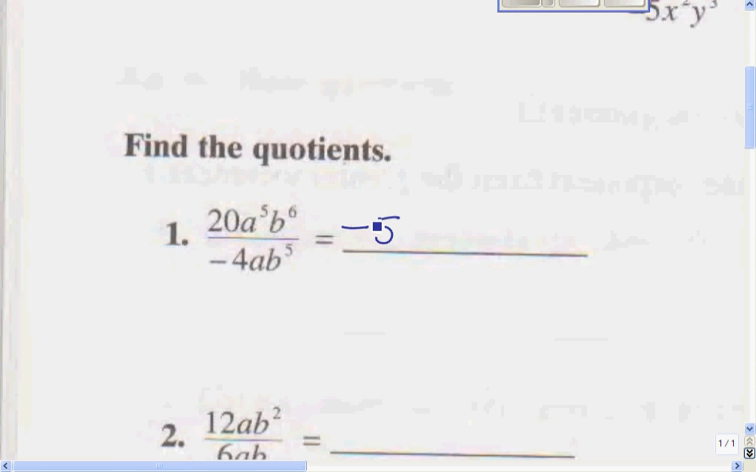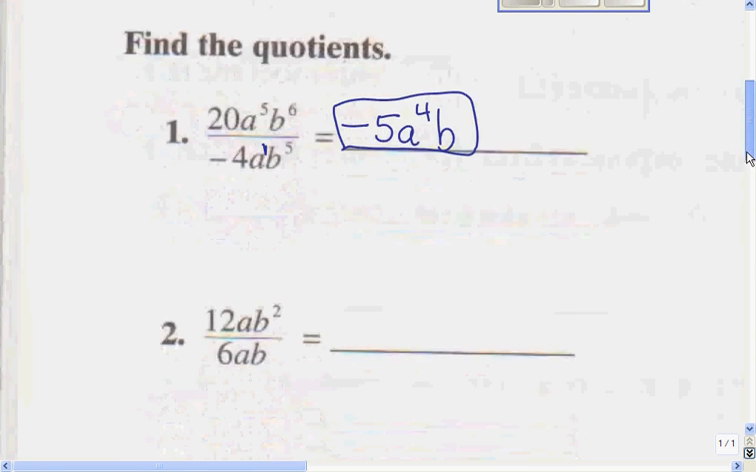Now, remember I told you that you subtract the exponents. So when there's no exponent, you already know that it's 1, right? So what's 5 minus 1? 4. So I'm going to put a to the 4th. And here, what's 6 minus 5? 1. So it's b to the 1st. But I don't write the 1 up here. It's understood to be there. And that's our first problem. It's completed. Pretty painless, right?